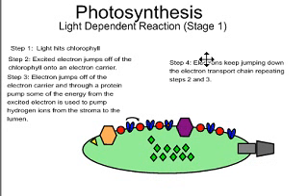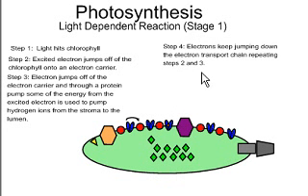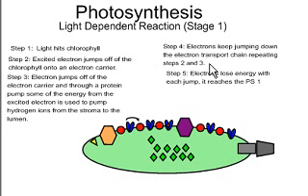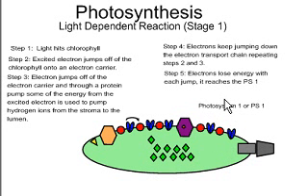So that happens over and over, and that's step 4. It's a repeat of steps 2 and 3. This jumps, jumps, jumps, jumps, all the way down. Now, every jump it makes, it loses energy. Okay? It loses energy with every jump. So eventually, this guy's going to be pretty low on energy, and he lands here at the PS1, photosystem 1.